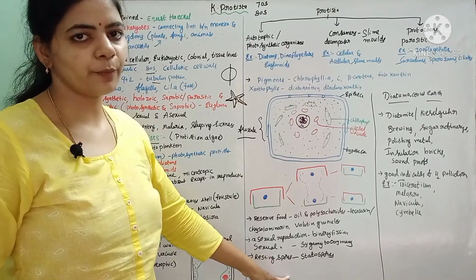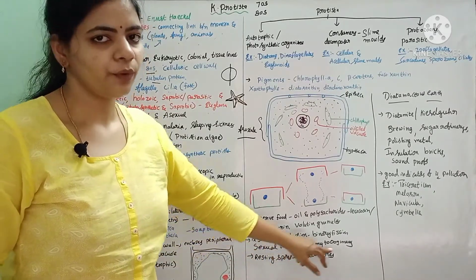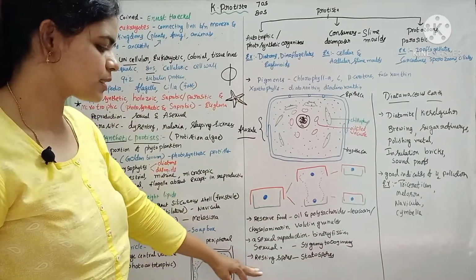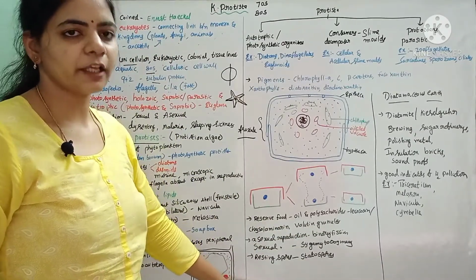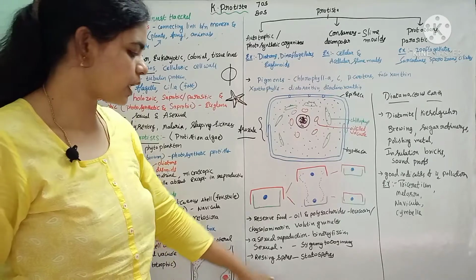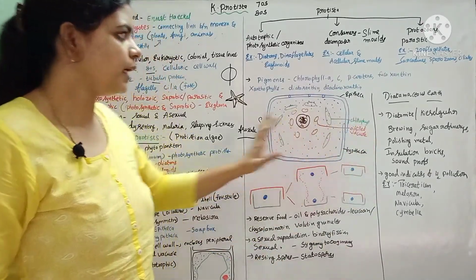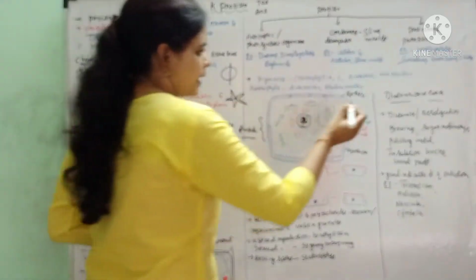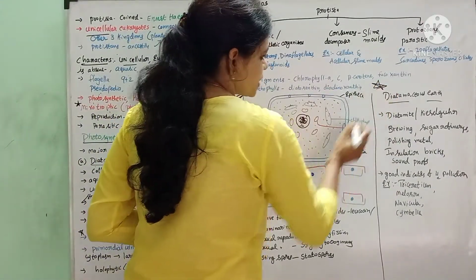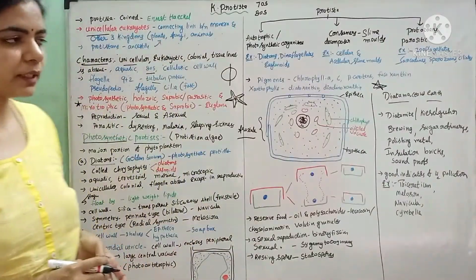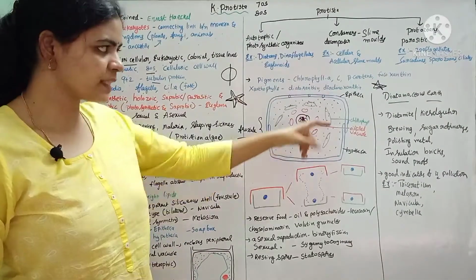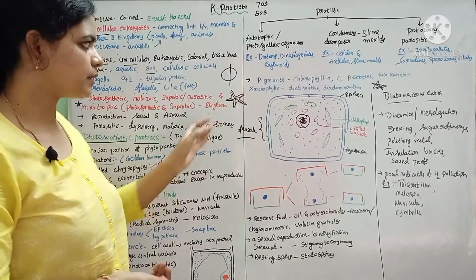And the sexual mode of reproduction may be from syngamy to oogamy. Gamete fusion takes place. In unfavorable conditions, they form some resting spores called statospores. The main important thing is that these diatoms form diatomaceous earth. This is a very important one. Who exhibits diatomaceous earth? Diatoms.